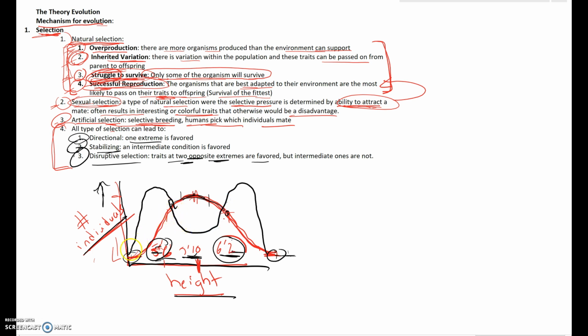So what we start to see here is our one curve starting to split into two separate curves. We have this two-humped curve here. So it's being disrupted or divided into two. Both of the two opposite ends are selected for, and our middle actually goes down here. And over time, this could eventually lead to two completely separate curves.